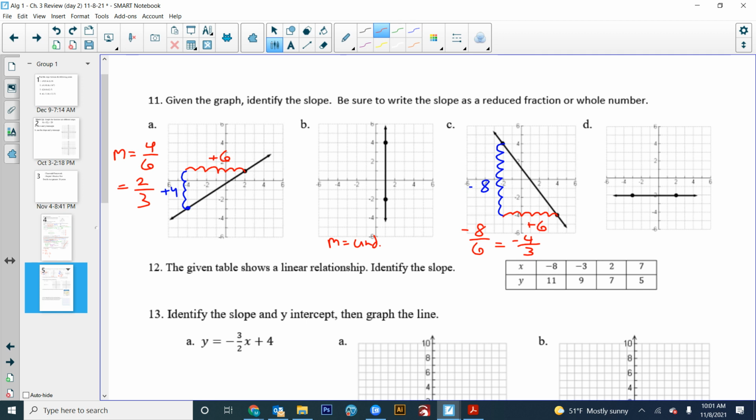What's the slope of this line? 0. What's the equation of the line? Y equals negative 2. The slope is 0.